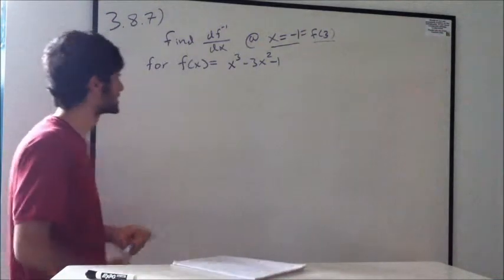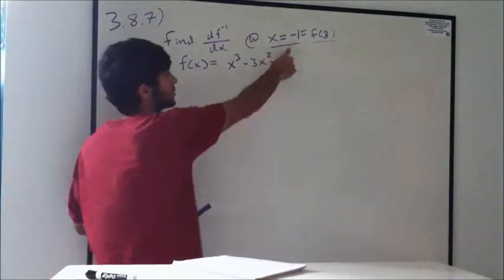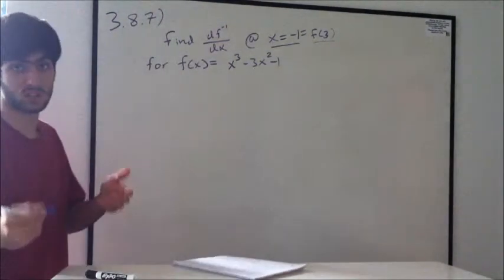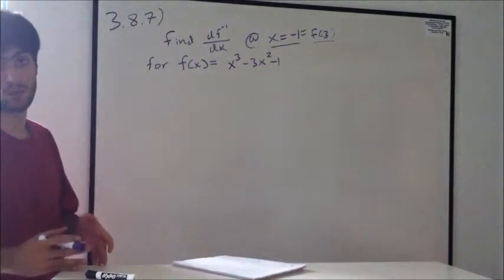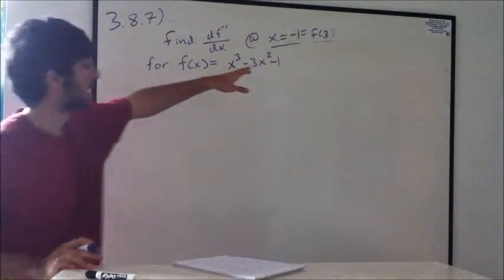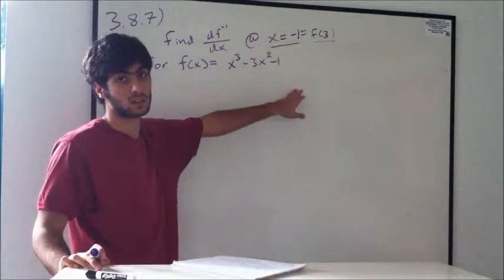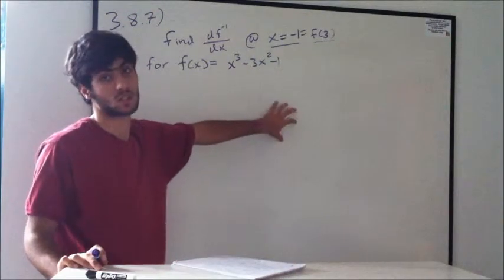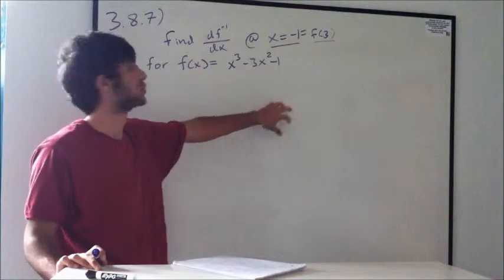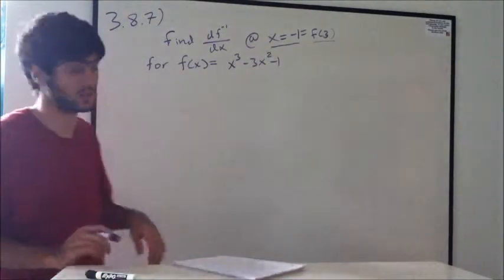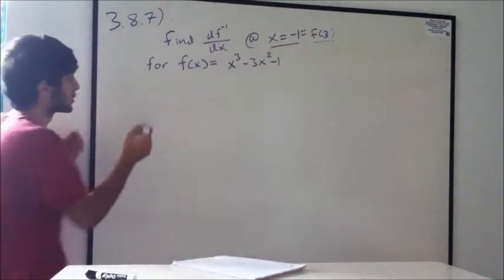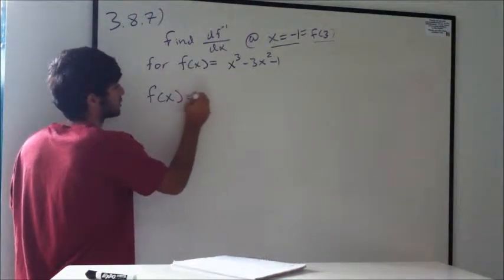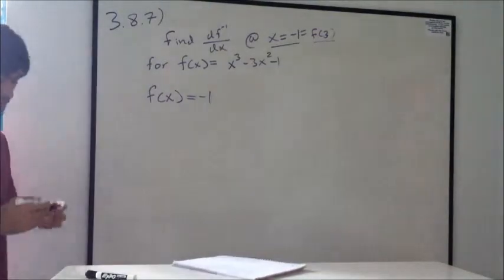So our first check is that our point, which is x equals negative 1, is in the range of f. This is very important. If negative 1 is not in your range of f, then you cannot use this theorem. So please check this every time and make sure that your point is in fact in the range of f. So we're going to say that f of x has to equal negative 1 at some point.